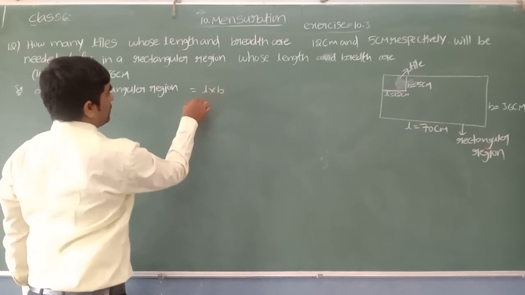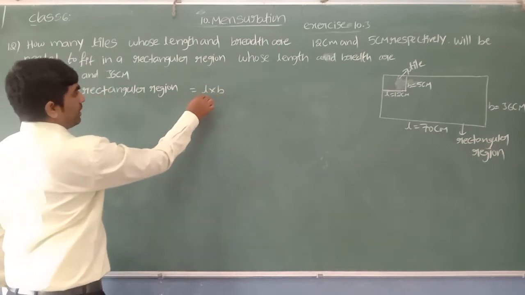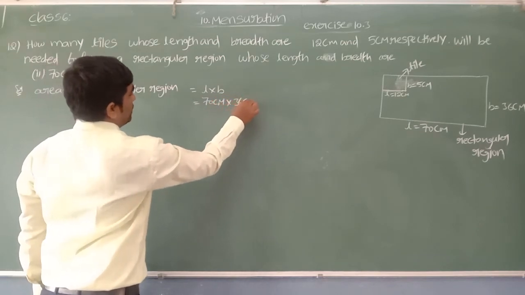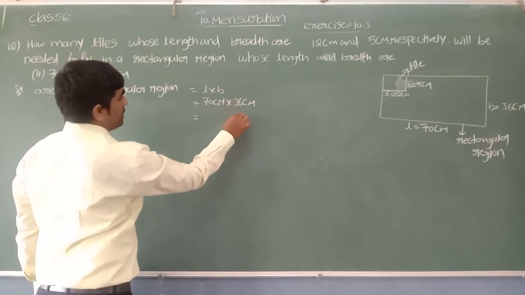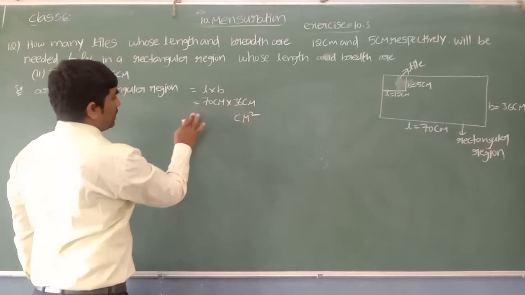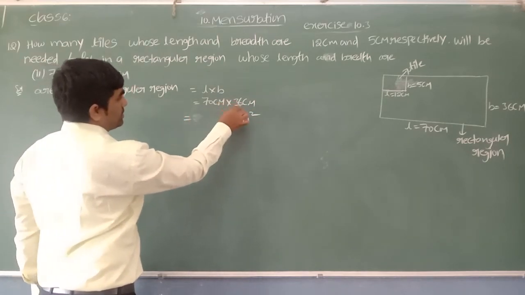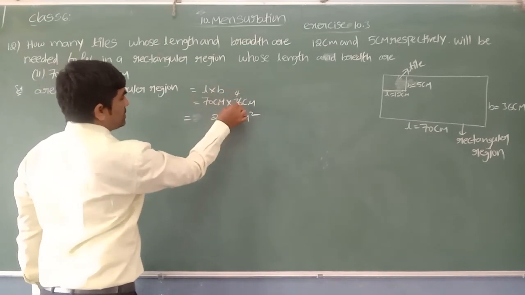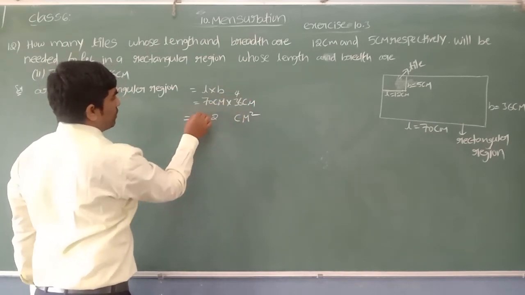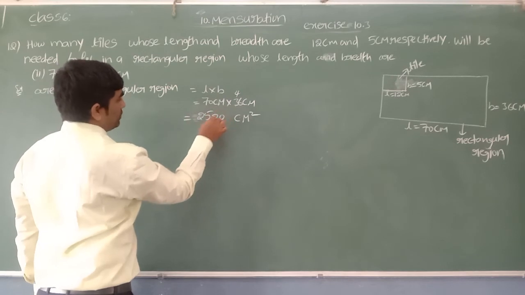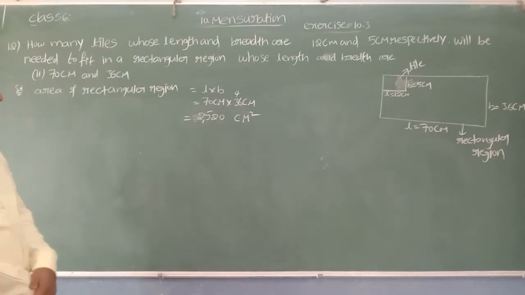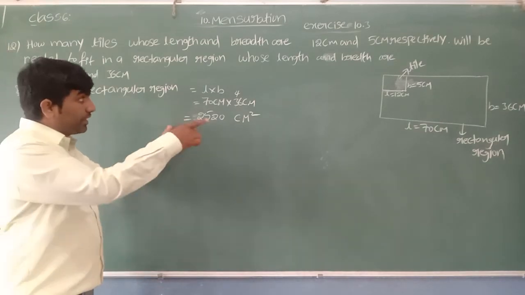Length into breadth is equal to, the length of rectangular region is 70 centimeter into 36 centimeter. So the units of area is here square centimeters. Now multiply this better. 7 6s are 42, 2 4, 7 3s are 21, 21 plus 4 is 25, 1 0. So 2520 square centimeters. This is the area of the rectangular region.